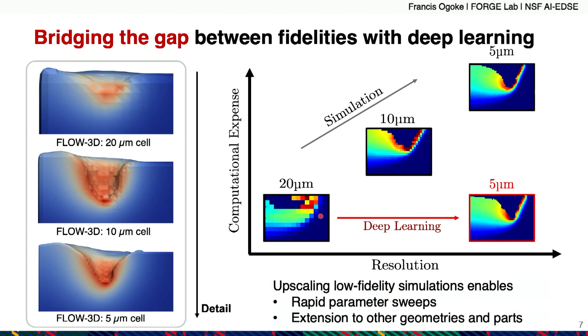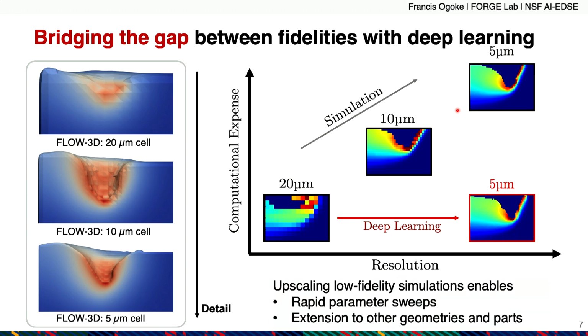Can we effectively go sideways in this process and get that same information from a hypothetical simulation, but without having to spend as much time running this entire process? My thinking is that this gives us the ability to do things like rapid sweeps over different designs and parameter spaces much more quickly, and also extend things to other geometries and parts much more easily as well.